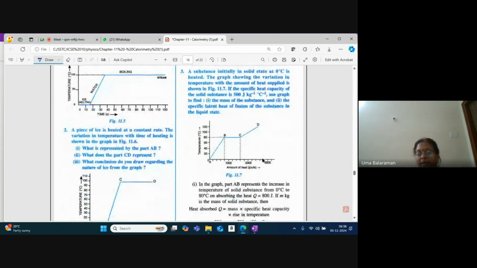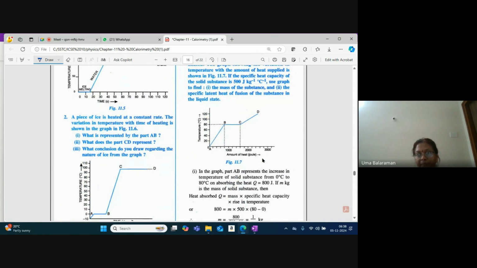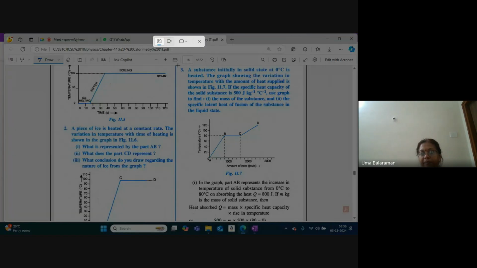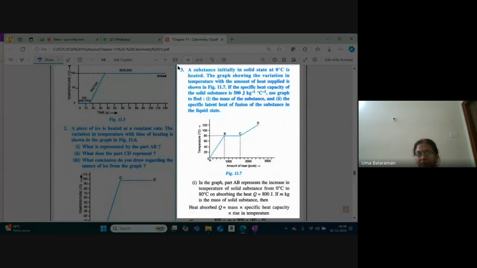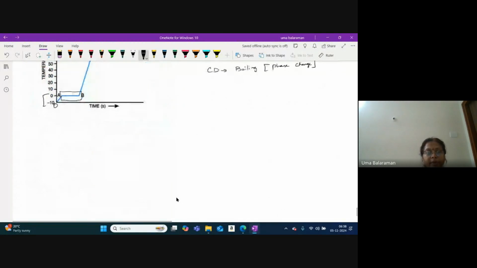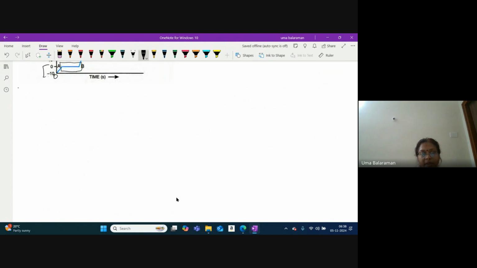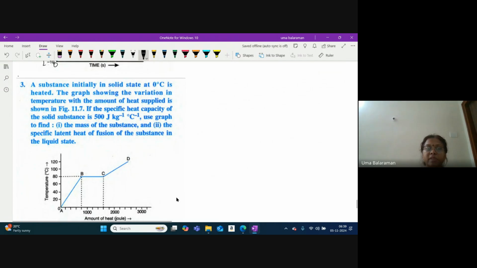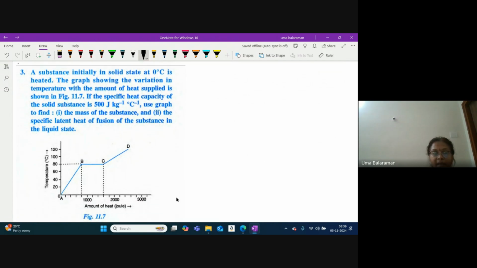Easy to do. If you get these kind of theory questions, it's very, very easy. So you have to interpret the graph and do the questions. Substance initially in solid state. So we don't know whether it is ice or anything else. It is 0 degrees Celsius in the initial stage and it is heated, and we get the graph.